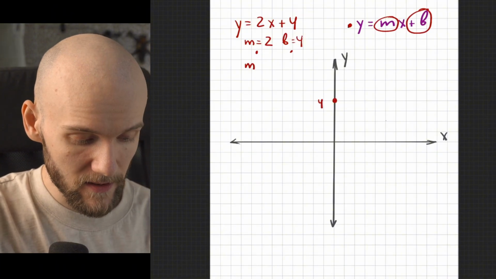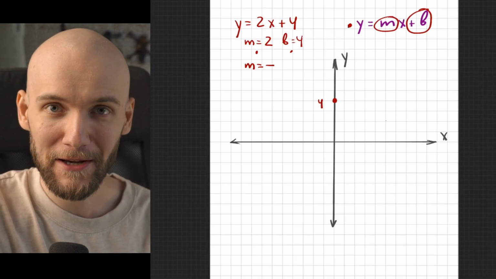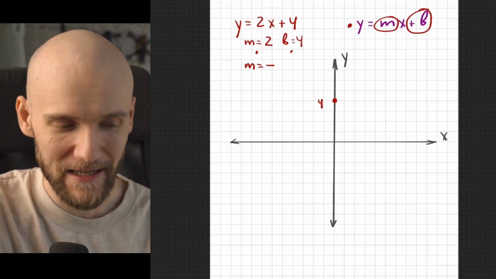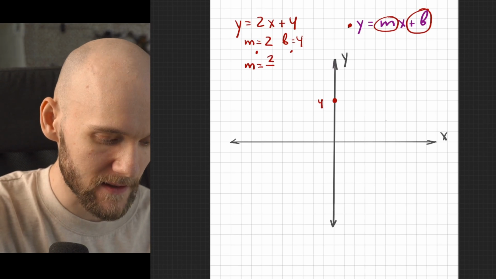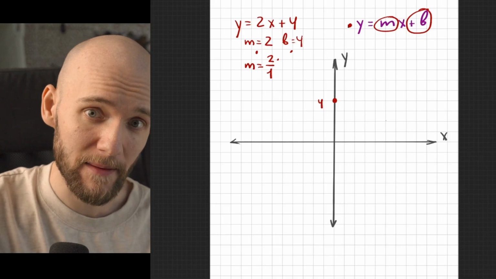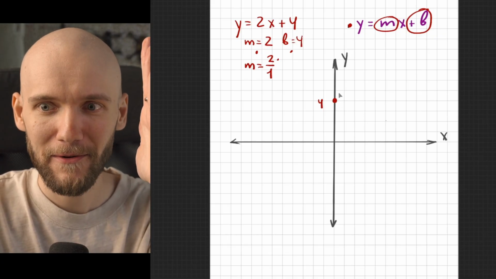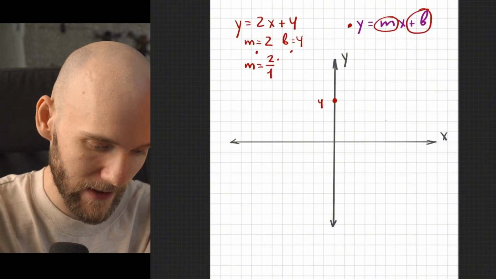When it comes to slope, you should make it a fraction. If you have a whole number and you want to make it a fraction, you just divide it by 1. So in our case, it's 2 divided by 1. Top of your fraction is the amount of steps you should make vertically. It's a positive number, so we go up. 1, 2. We end up here.